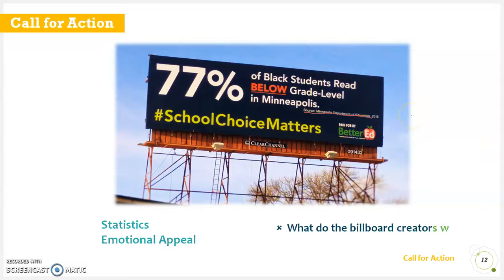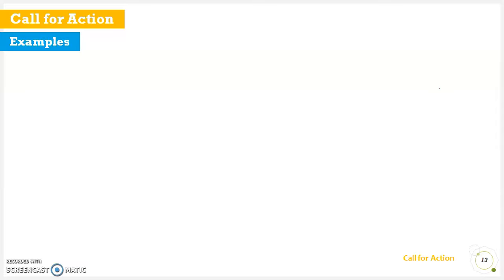Why? What do the billboard creators want? They want the viewers or the people of Minneapolis to make a change about Black students' lives and their education. Therefore, in an indirect way, we see how commercials and advertisements call viewers to take action. And this is what you will be doing in your conclusion.